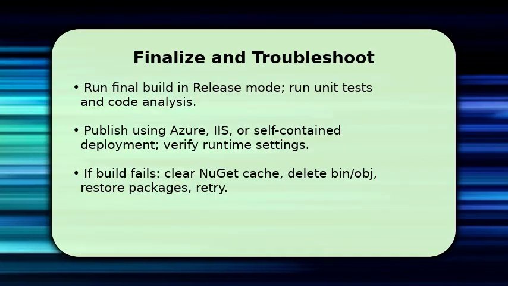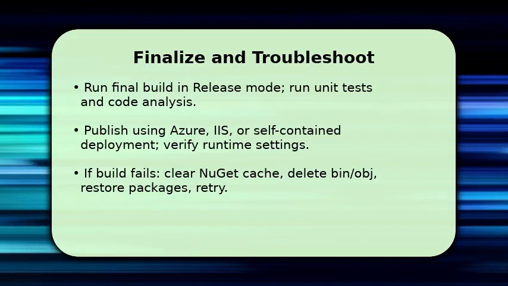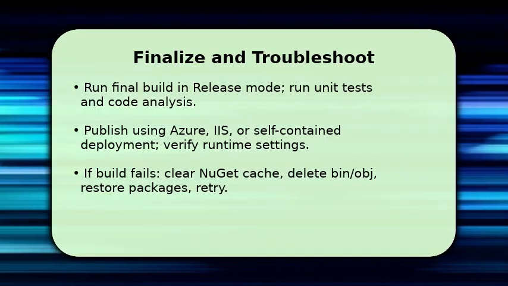If something goes wrong, start troubleshooting. Clear new Git cache, delete bin and obj, restore packages, and rebuild. These steps resolve most dependency and stale build issues quickly, so you can redeploy with confidence.